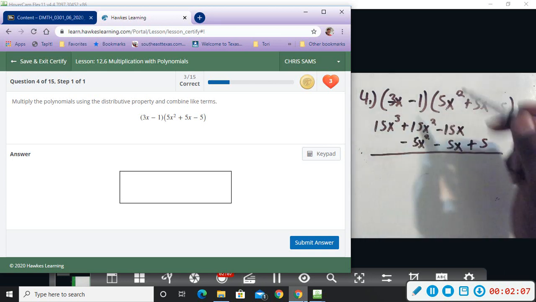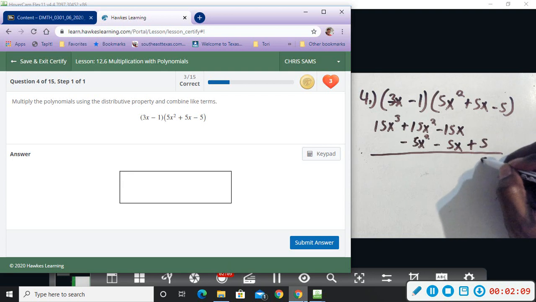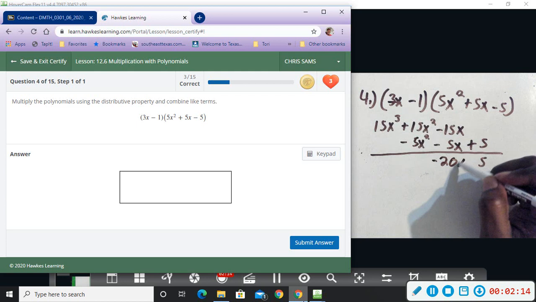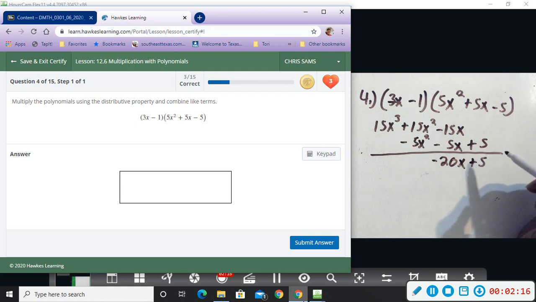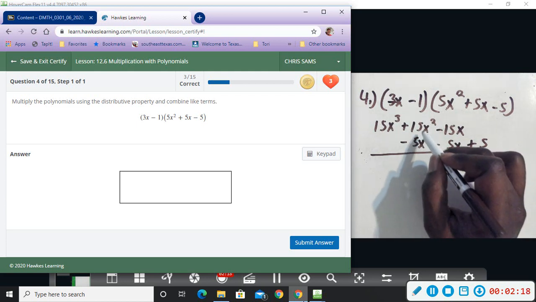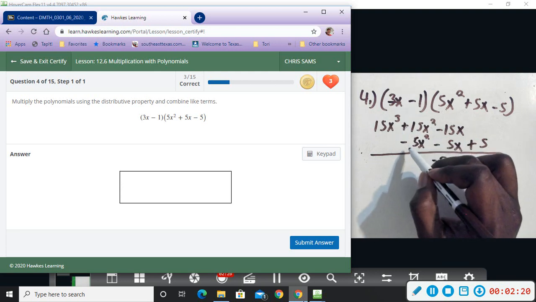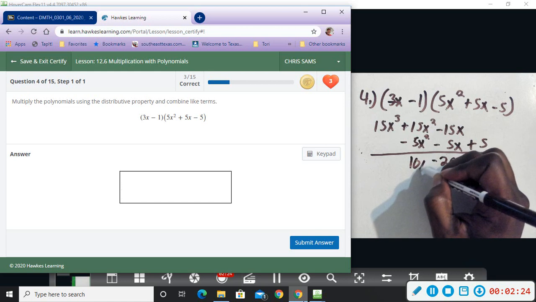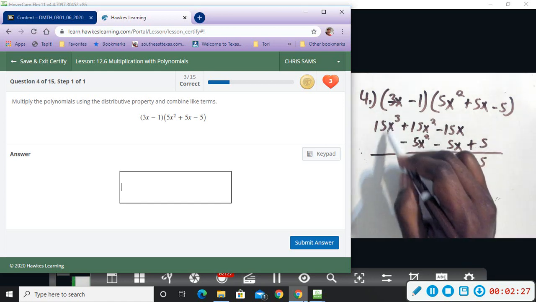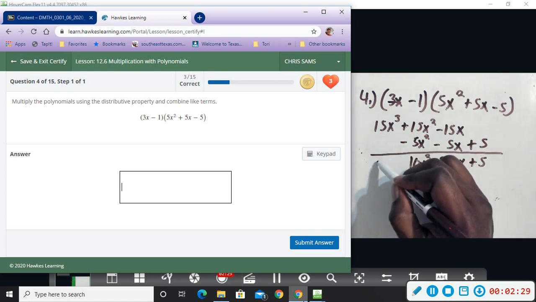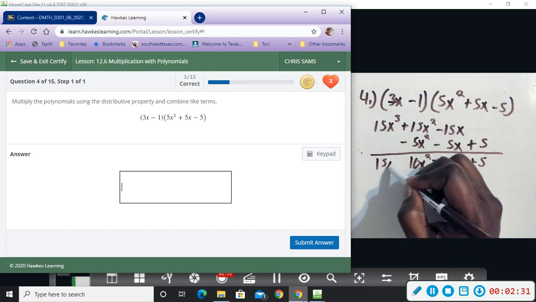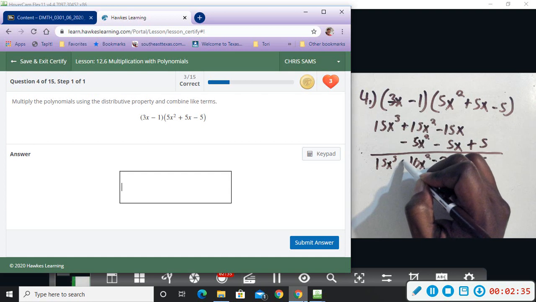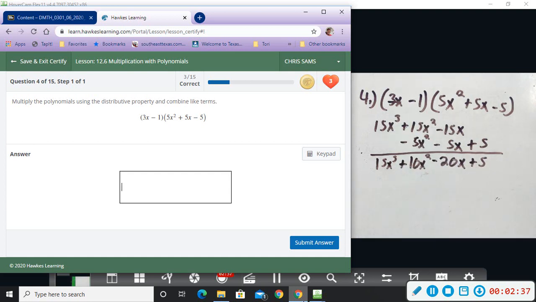We're just going to add vertically across. So we just get 5, same sign, so we add, negative 20x. It's going to be a positive right there in between. Subtract, that's positive, that's negative, so we'll subtract this time. That will give us 10x squared, and then bring down the 15x cubed. There's no like term, and that will be a positive between here because that's a positive 10x squared.